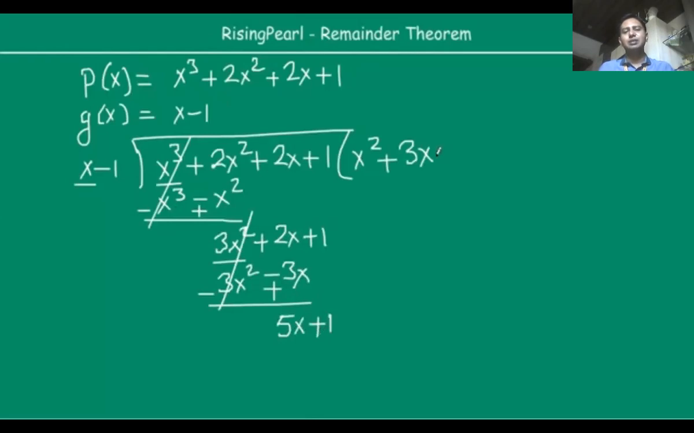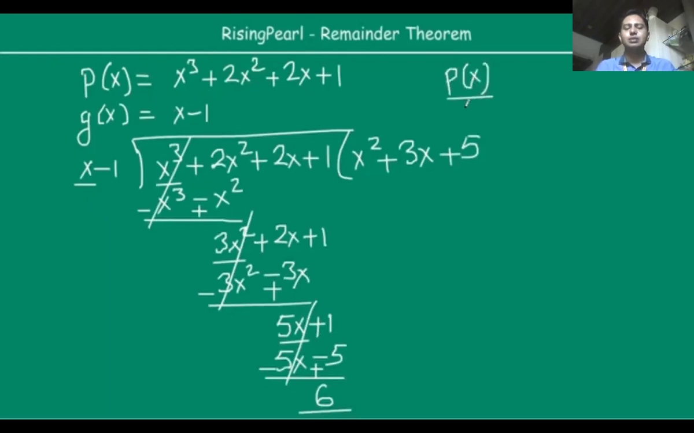Here 5x divided by x, the next term will be 5 only. So the next term of the quotient is 5. We'll multiply 5 into x minus 1, that is 5x, and 5 into minus 1 will give you minus 5. Now we'll change the sign. Minus 5x plus 5x is cancelled. 1 plus 5 is 6. So 6 is your remainder. The quotient is x square plus 3x plus 5, and the remainder is 6. After dividing p(x) by g(x), we get the quotient x square plus 3x plus 5, and remainder r as 6.